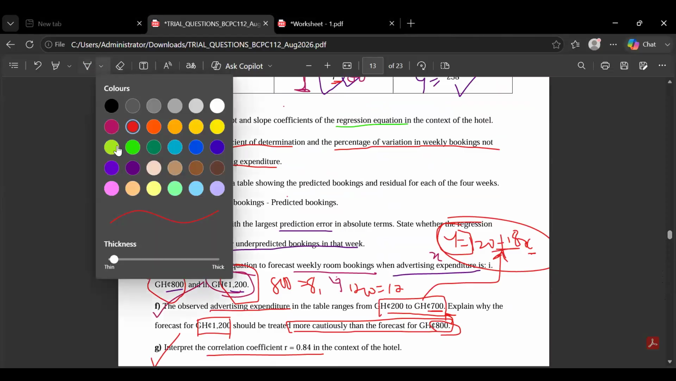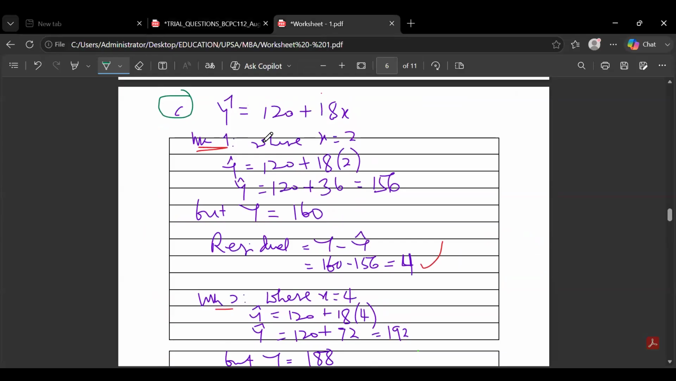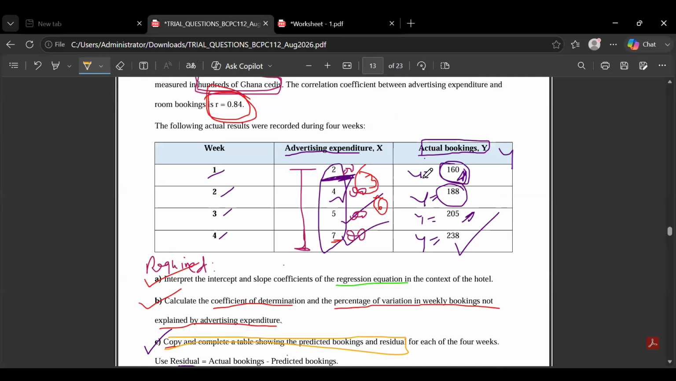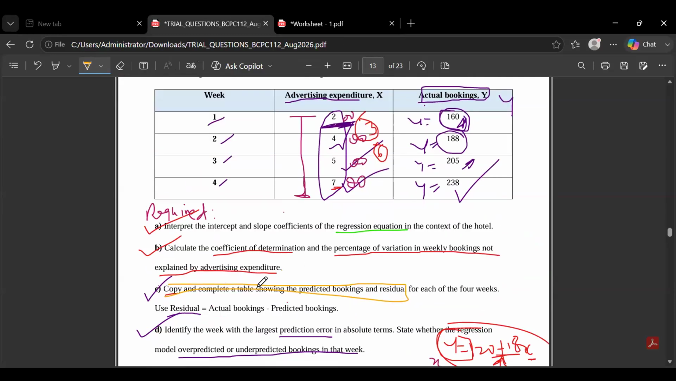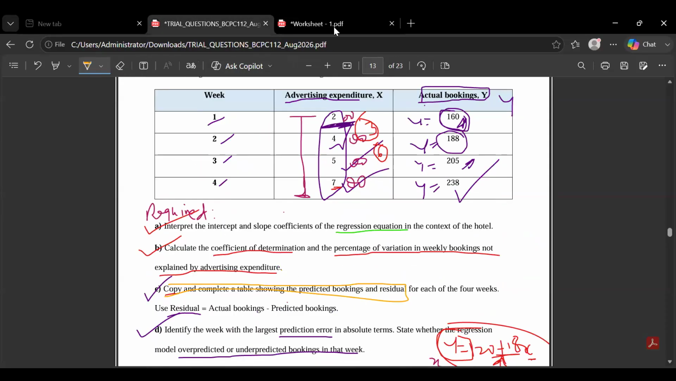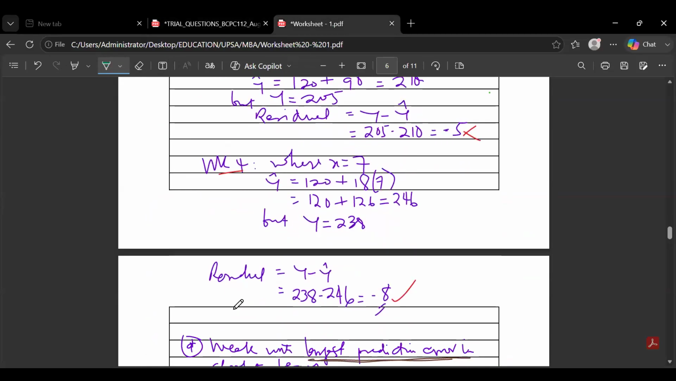I didn't even see it. Copy and complete a table showing the predicted bookings and residual for each of the 4 weeks. Oh, okay. So it means that at C here, we should have constructed another table where we just repeat the same thing and complete a table showing the predicted bookings and residual for each of the 4 weeks. So we'll just write, that was the first one, week, right? Yes. After week 4, over here.